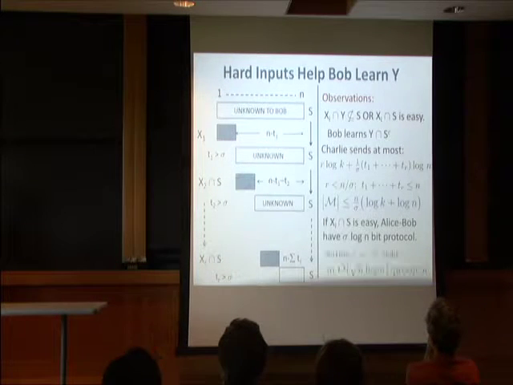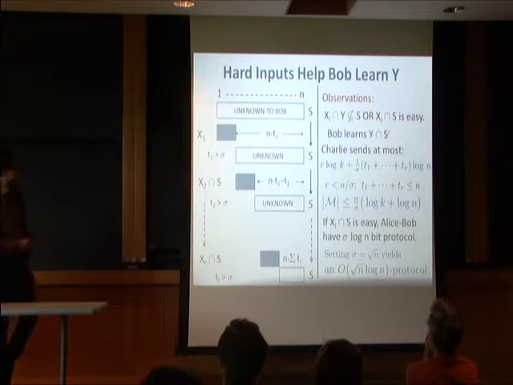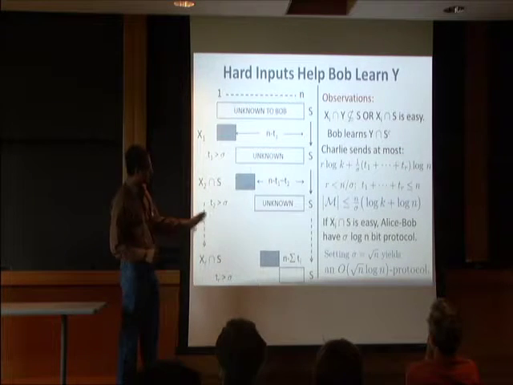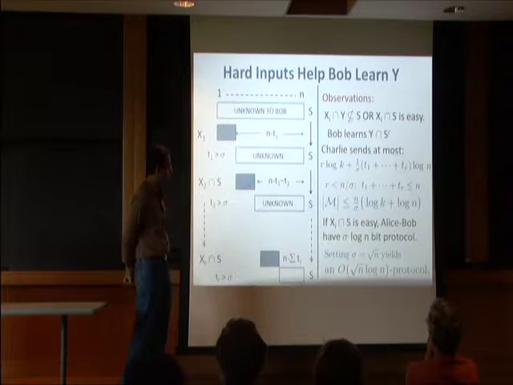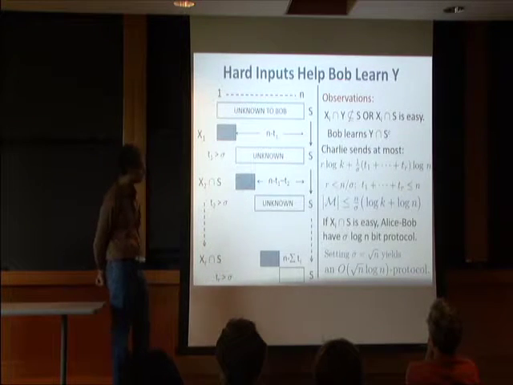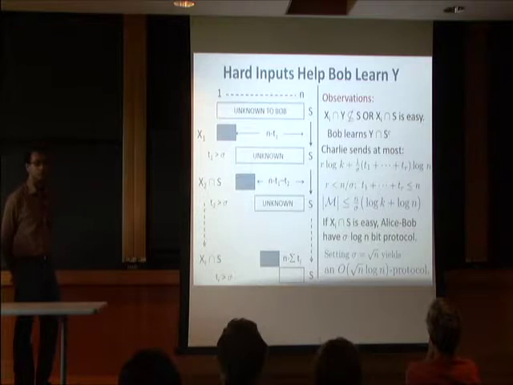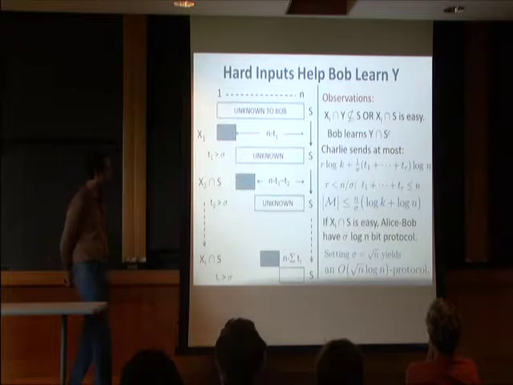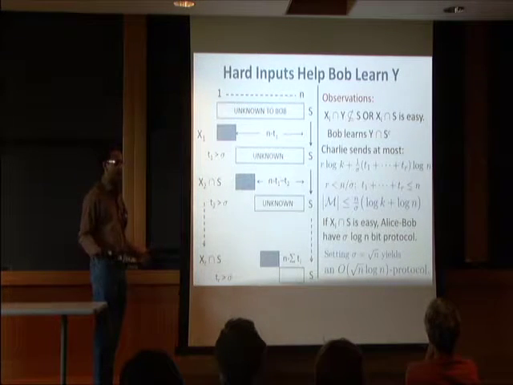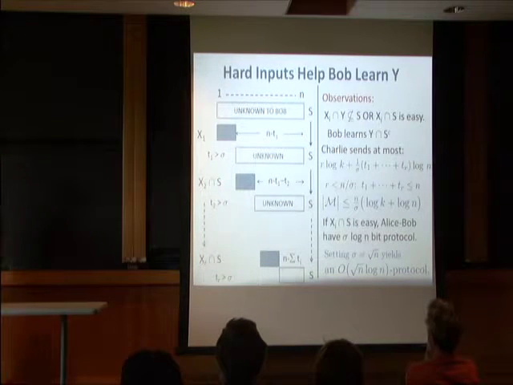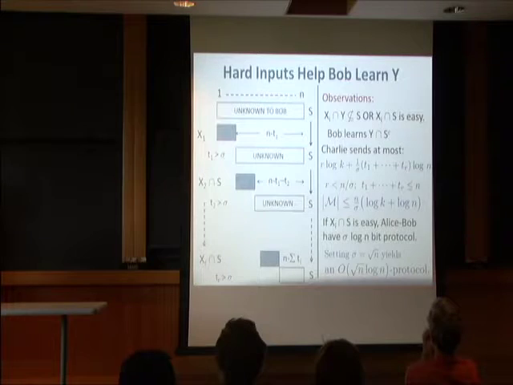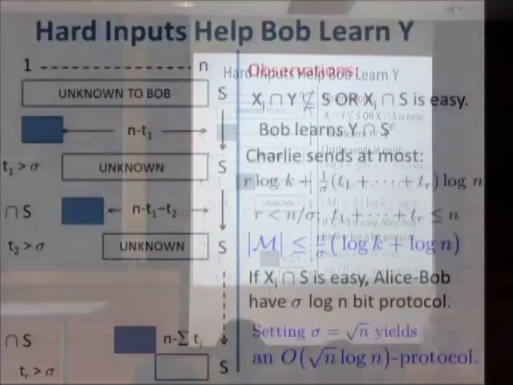So now if you set sigma equal to square root of n, the cost of the protocol, it turns out that by just setting sigma to square root of n, you optimize these numbers, and you get a square root of n log n protocol. And the whole protocol is deterministic. There is nothing randomized. So that's it. That's the protocol. You get a square root of n log n protocol.